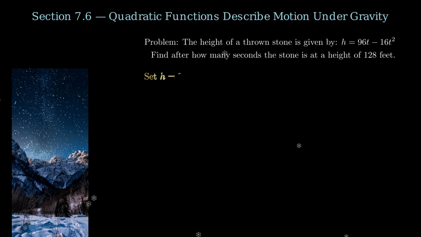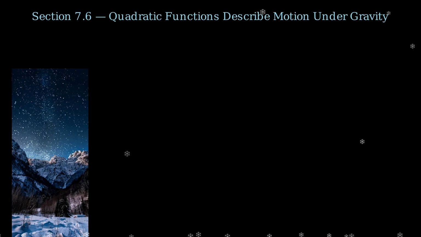Section 7.6. Quadratic functions can beautifully describe motion under gravity. Suppose the height of a stone thrown up in the air is modeled by the equation h equals 96t minus 16t squared. We want to find out after how many seconds the stone is at a specific height of 128 feet. Let's solve this quadratic application puzzle.